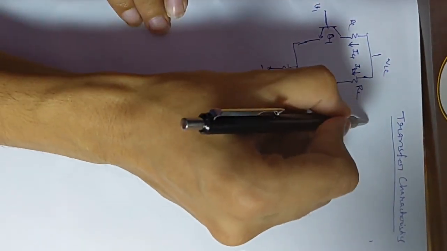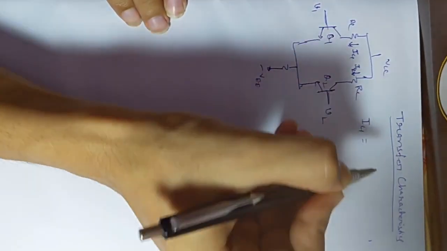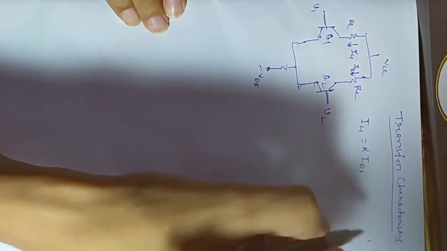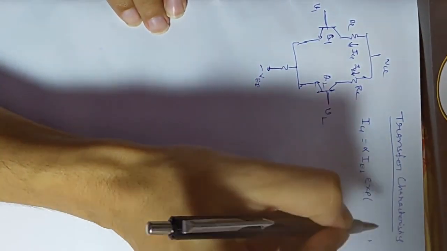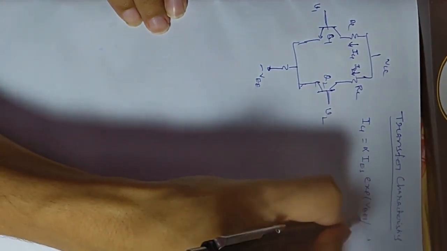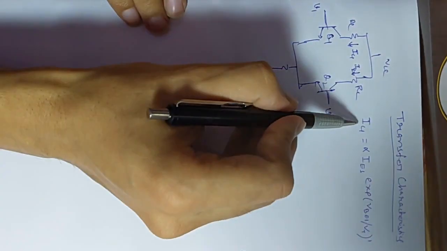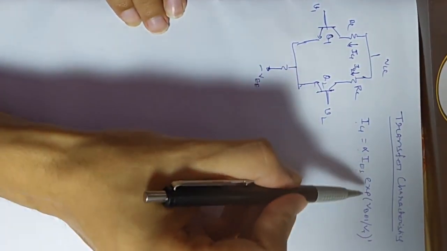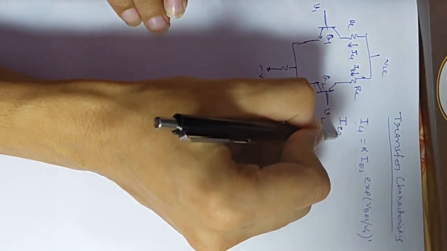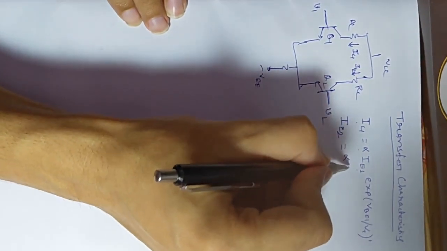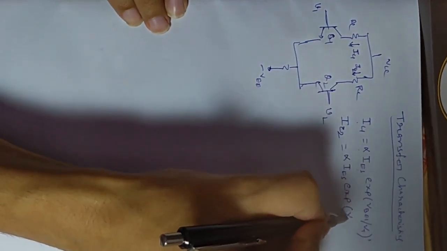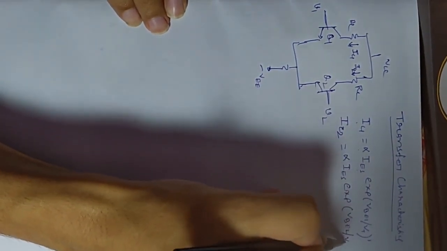The collector current equation: IC1 is equal to alpha times IES e to the power VBE1 by VT. So IC1 is equal to alpha times IES e to the power VBE1 by VT, and IC2 is equal to alpha times IES e to the power VBE2 by VT.